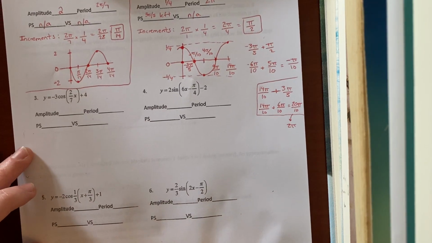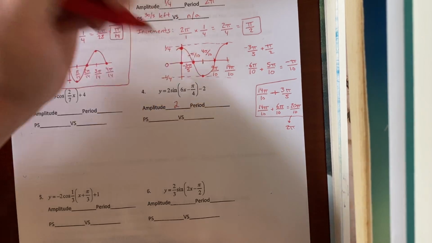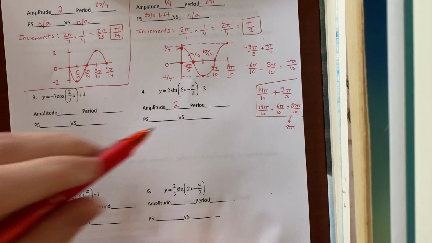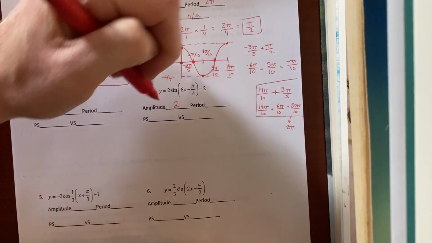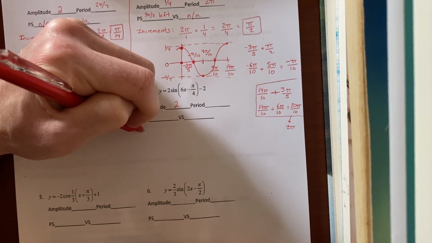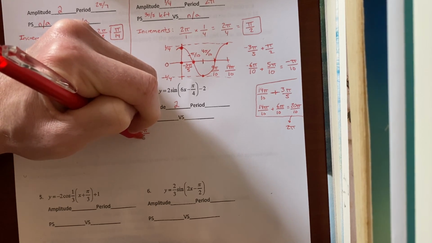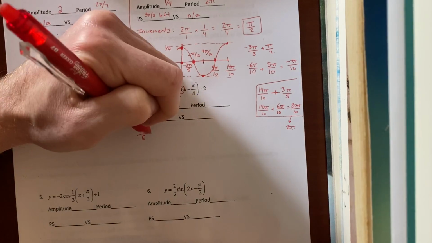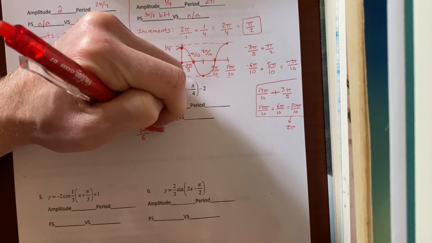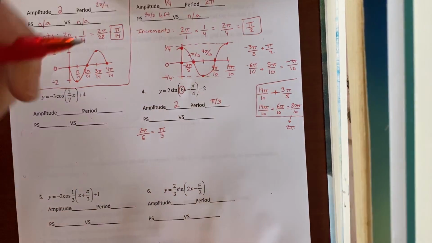Okay, so example number 4, amplitude, we have a 2. It's a sine wave. The period is always 2 pi over b. In this case, I'm going to write it down here, 2 pi over b. B in this case is a 6, right? Remember, b is always that number that is attached to x. And if I reduce that, I get pi over 3. So my period is pi over 3.